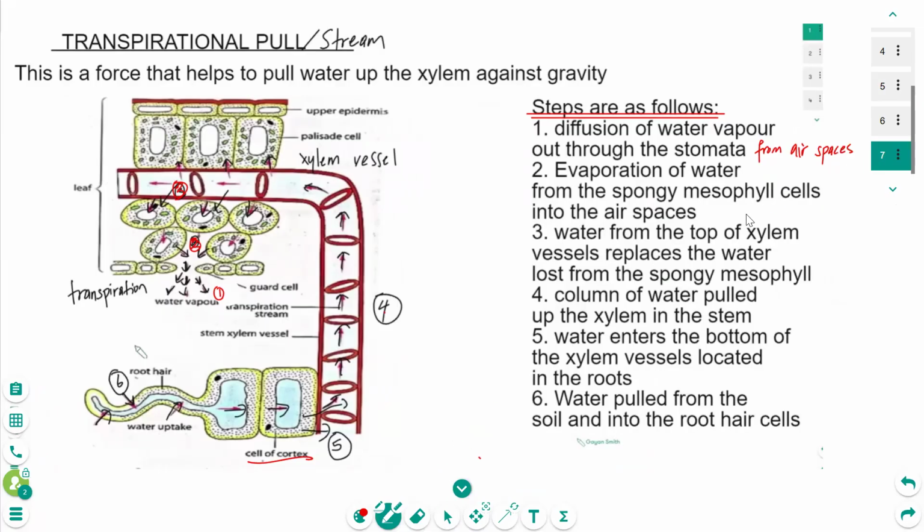So remember, you don't need to copy the diagram, guys. The diagram was there for illustrative purposes. So the first set of water, we lost the water vapor through the stomata from the air spaces. And then we had to replace that water. So we had evaporation of water from the spongy mesophyll cells into the air spaces to replace what was lost.